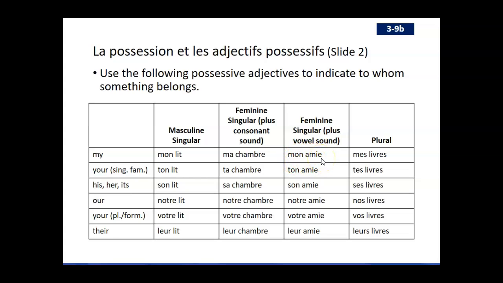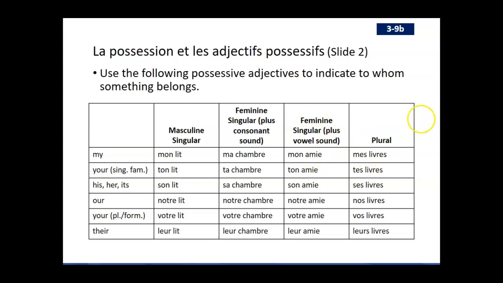So mon amie. Okay, but when we have it in front of a masculine noun like lit, there is not a liaison. It's mon lit, mon ami. Okay, and finally for the plural form, we have the plural masculine noun livre, les livres.